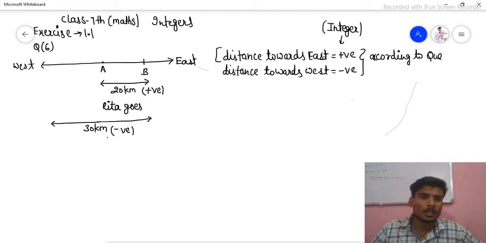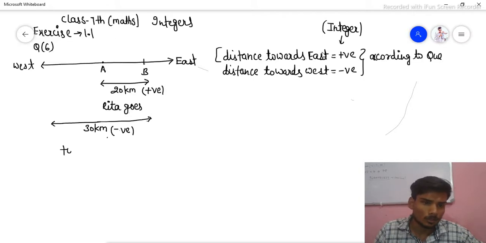After covering this distance, she went to point B. After that she moved back in the west direction, and she goes 30 km. According to this question, distance towards west is shown by a negative integer. So we need to tell the total journey covered by Rita.